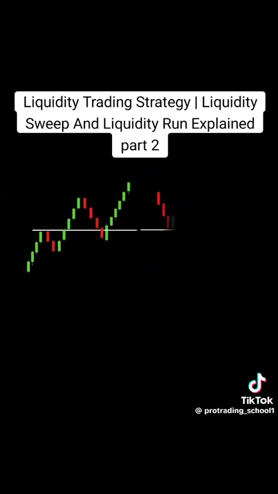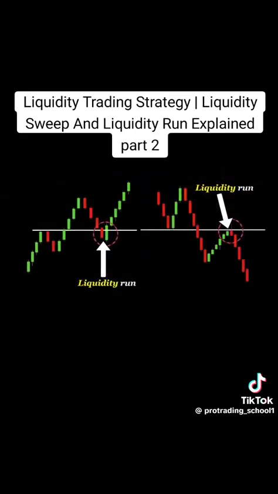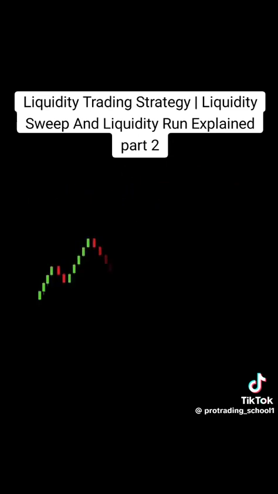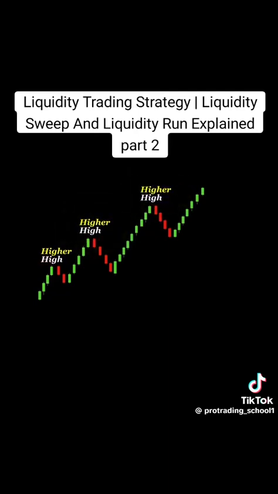Now let's move to liquidity runs. What they look like, how to identify them, and how to trade them with confidence. To trade liquidity runs effectively, you first need to understand trending market structure, because liquidity runs happen inside trends, not during ranges. An uptrend is simply a sequence of higher highs and higher lows.